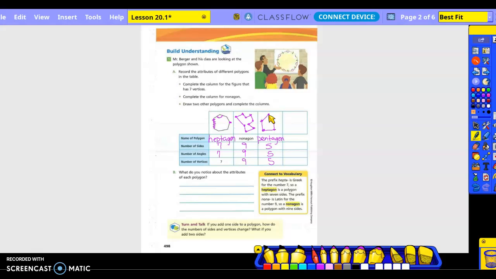What about a hexagon? Hexa means what? 6. So 6 sides, 6 angles, 6 vertices. And once again, it can be any type of shape, right? But most of the time we see it like this.